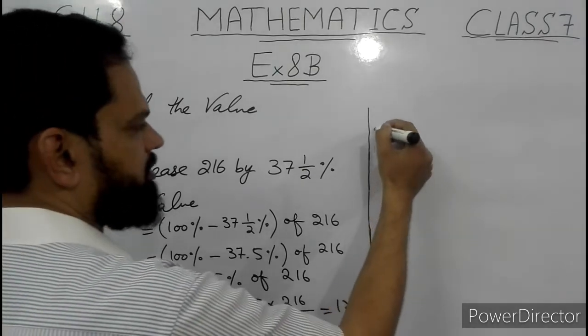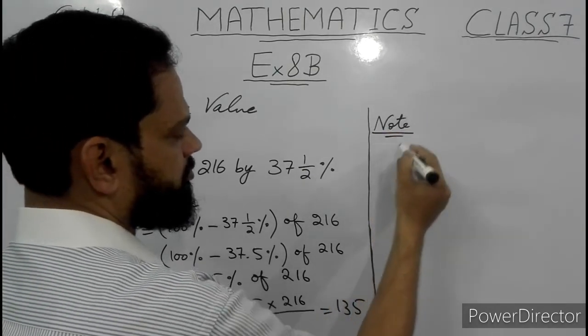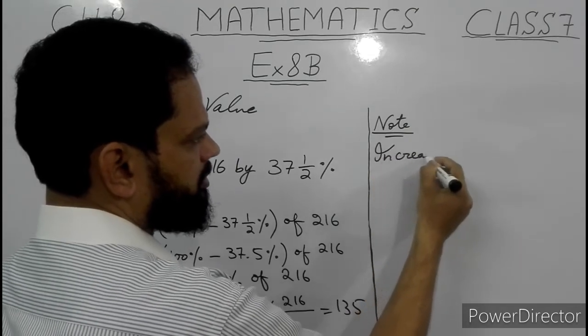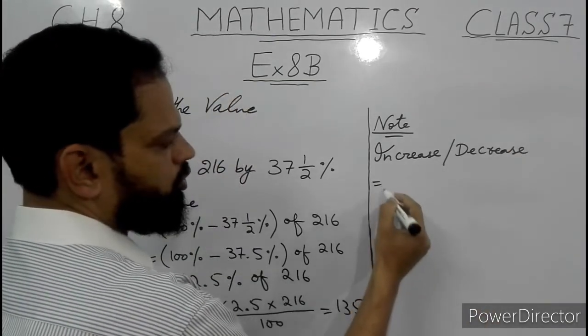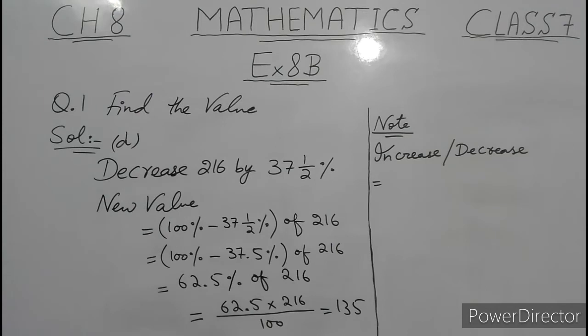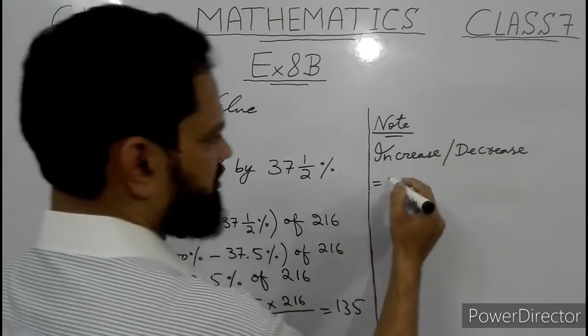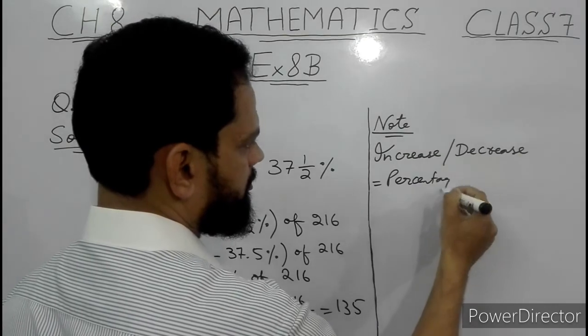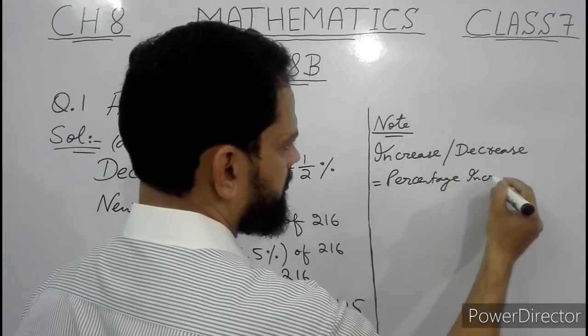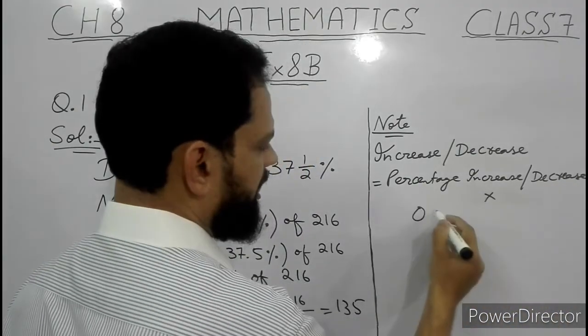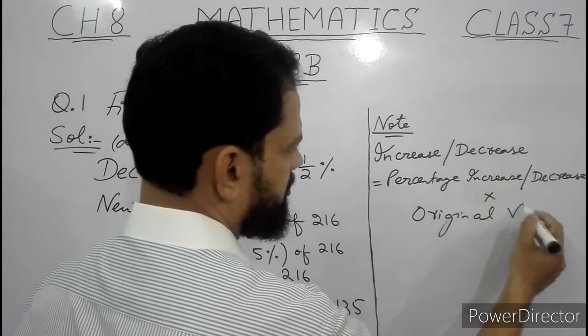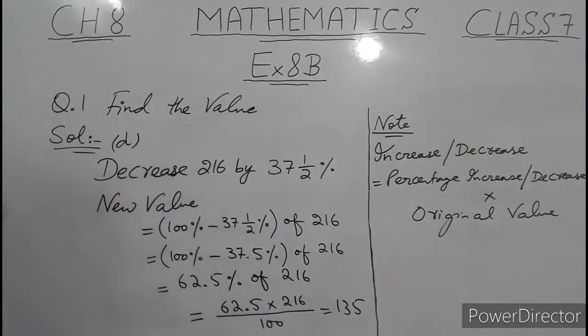Another important point: increase or decrease is equal to percentage increase or percentage decrease multiplied by original value. This is derived from the alternative method in the previous part.